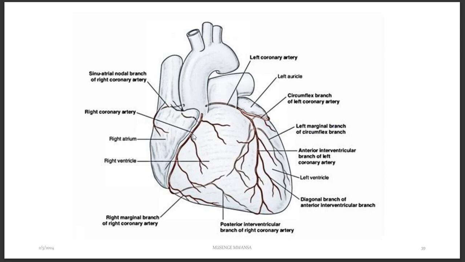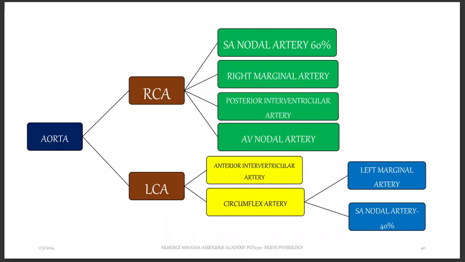And then for the right one, it gives a branch that goes to the SA node, the sinoatrial nodal branch. It also gives a branch going down, and this same branch turns downward there and goes along the posterior interventricular sulcus as the posterior interventricular branch of the right coronary artery. It also gives the right marginal artery, which goes along the margin. So these are the branches simplified.